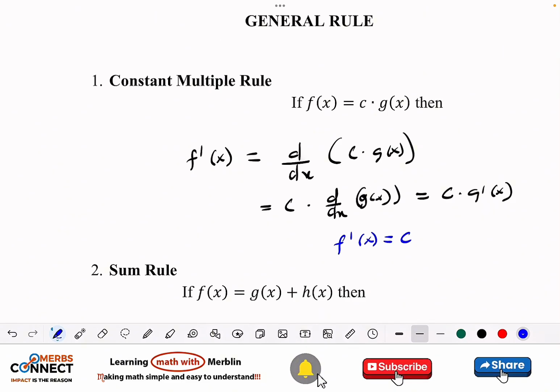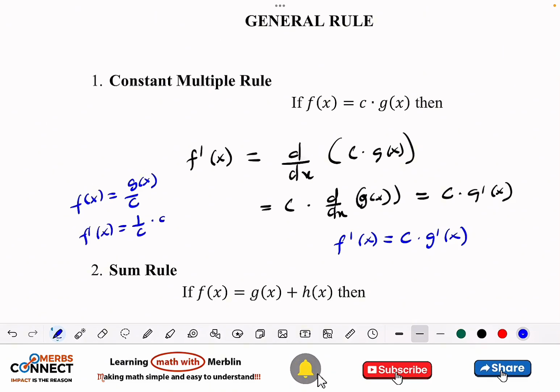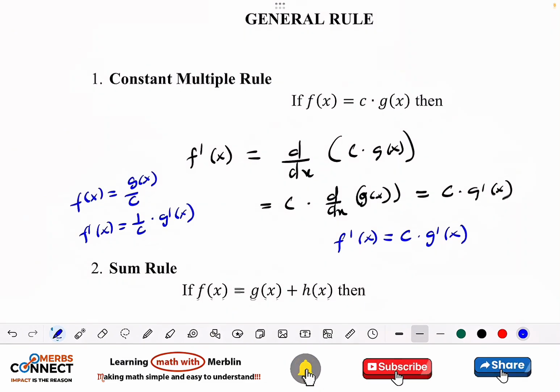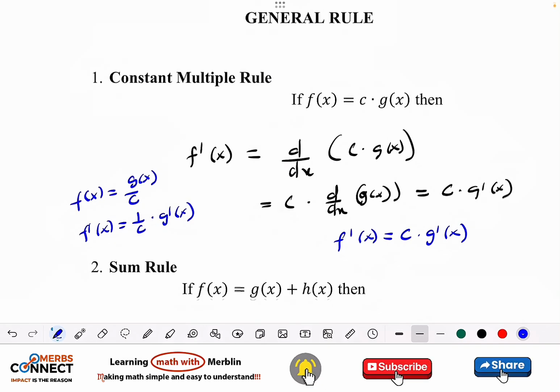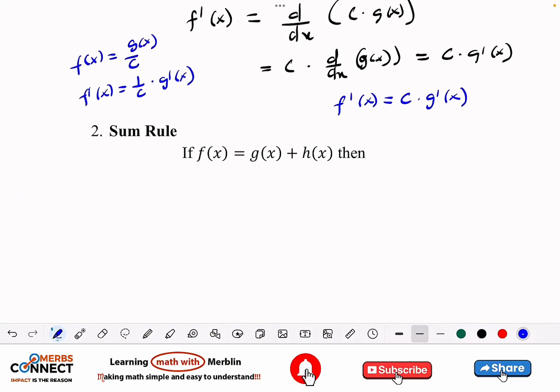Anytime you see that a constant is multiplying the function, just maintain the constant and then differentiate the function associated with it. One thing you need to know is the constant can be multiplying or dividing. If we have another one that goes like f of x is equal to 1 over c times g of x, the same thing: f prime of x, just factor the 1 over c out and differentiate g of x. So that is the constant multiple rule. Remember, factor out the constant multiplying the function and just differentiate the function.